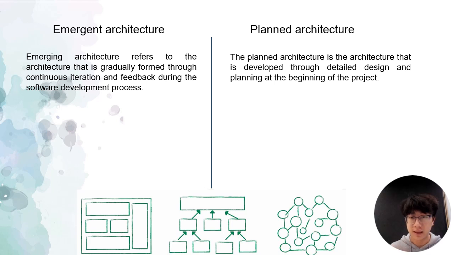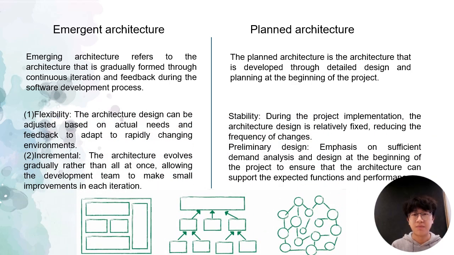And the second one is planned architecture, which is the architecture that is developed through detailed design and planning at the beginning of the project. I think this architecture will be used in waterfall software development. Here are some features of each architecture. About the emergent architecture, I think it is flexibility. This architecture design can be adjusted based on the actual needs, based on the different iterations and the feedback from our users. And the second way is incremental.